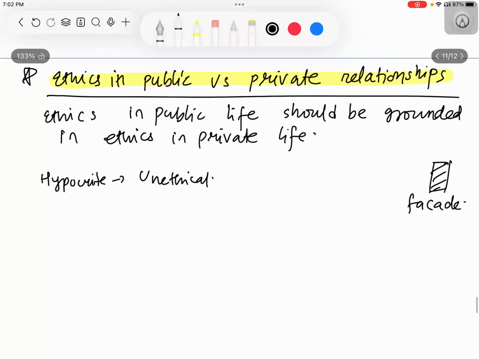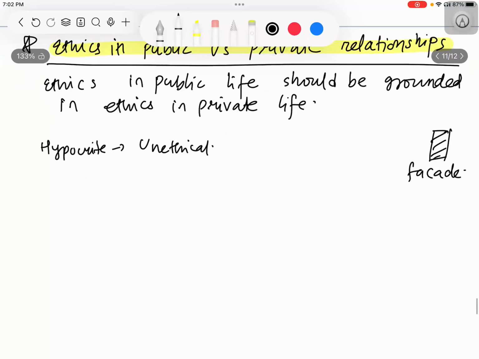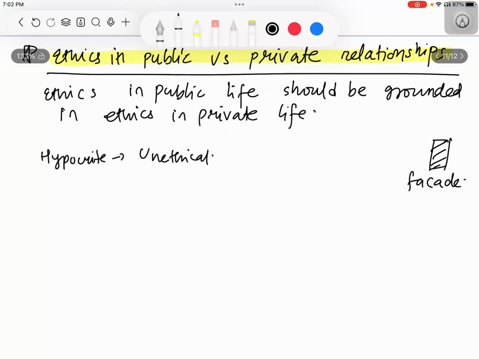So to give an example to differentiate between ethics in public and private relationships, you must have heard of this story.